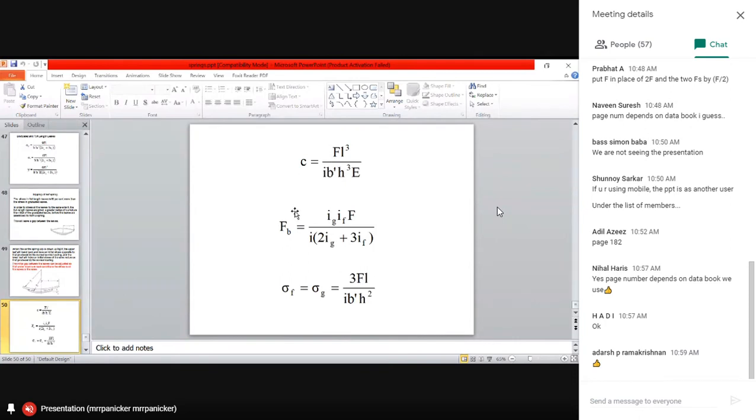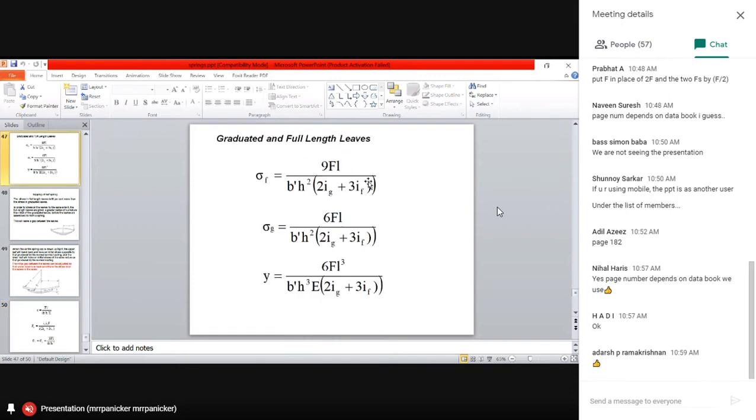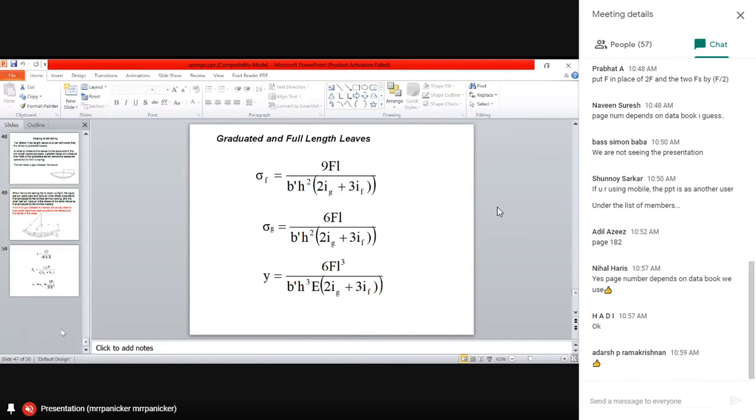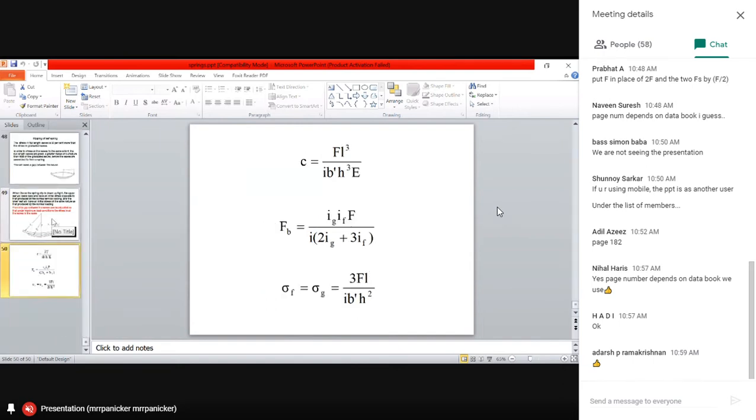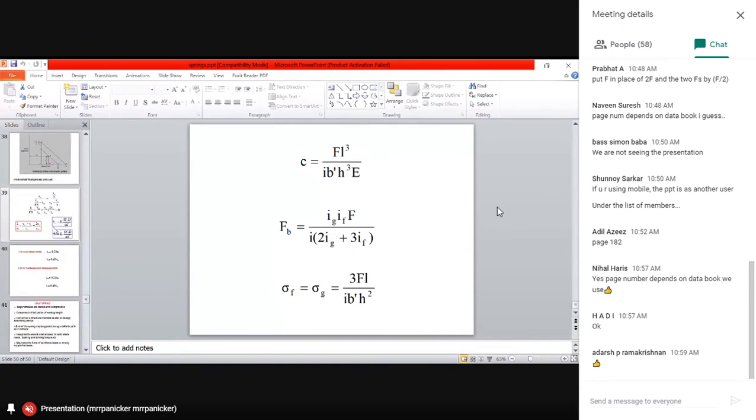And remaining all, iG means number of graduated leaves, iF means number of full length leaves, suffix G is for graduated, suffix F for full length leaves. The stress remains the same. If it is not the same stress, then you can use the earlier equation 9FL like this. So I think the portions are clear.